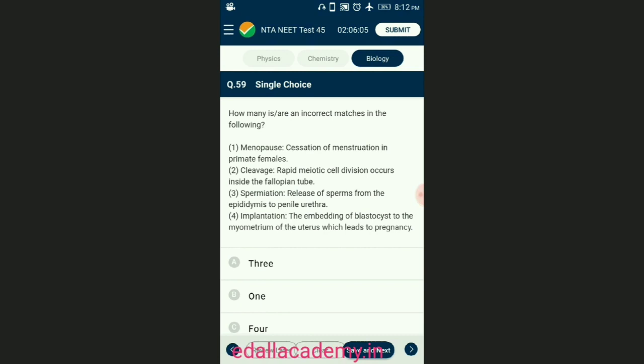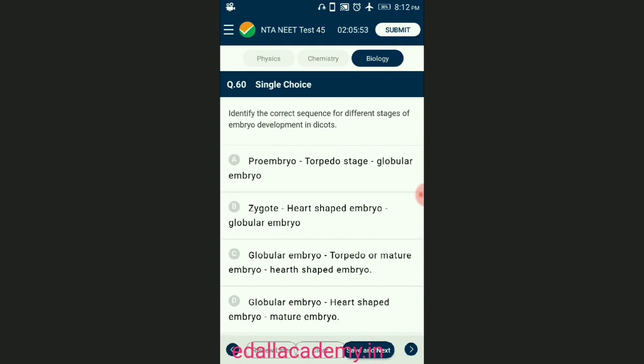From the given four statements, three statements are incorrectly matched. Question number 60. Identify the correct sequence for different stages of embryo development in dicots. Most zygotes divide only after a certain amount of endosperm is formed. During the development of embryo, zygote divides to form two unequal cells which further divide to form proembryo, and subsequently globular, heart shaped and mature embryo formation takes place. So the answer for this question is option D, globular embryo, heart shaped embryo, mature embryo.